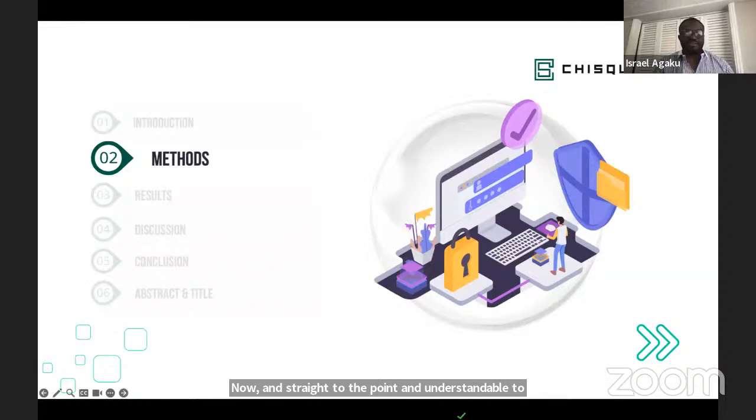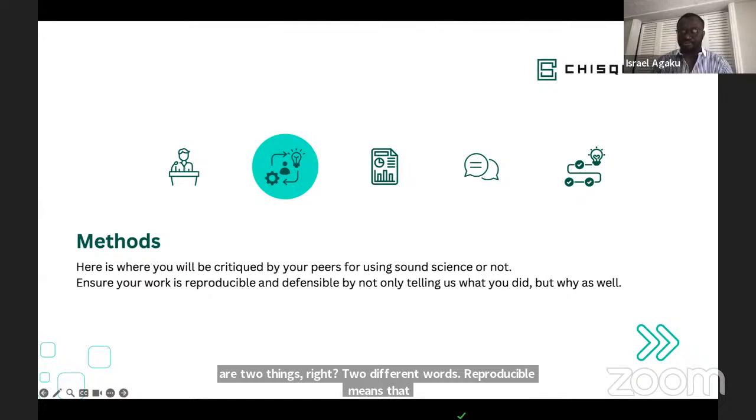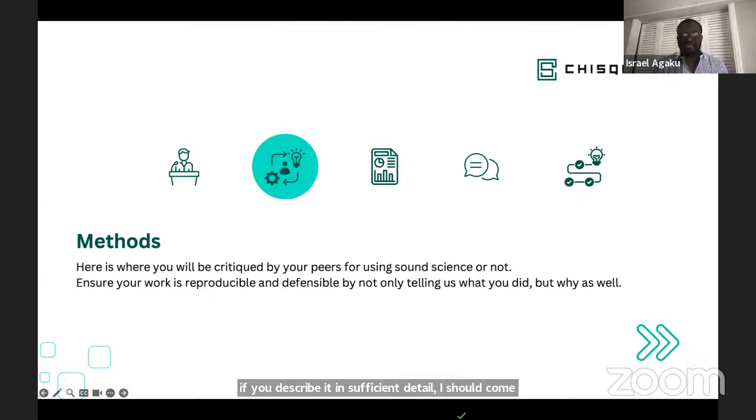All right, let's move on to the methods. The methods are where you have to be a scientist, right? This is where you will be critiqued by your peers for using sound science or not. Your goal here is to make sure that your work is reproducible and scientifically defensible. Those are two different words. Reproducible means that if you describe it in sufficient detail, I should come and do the same thing and get the same answer.